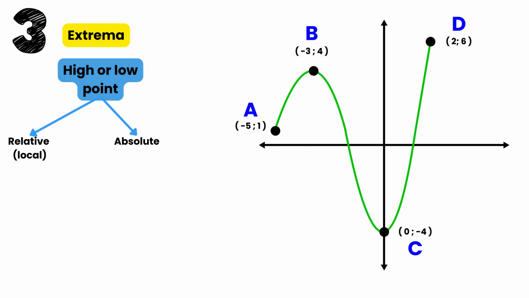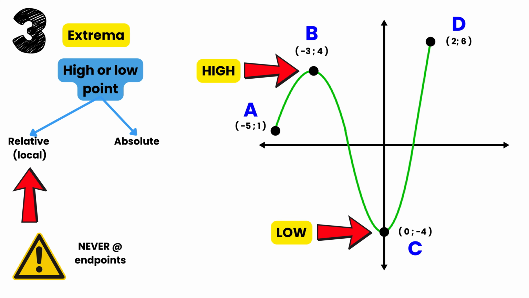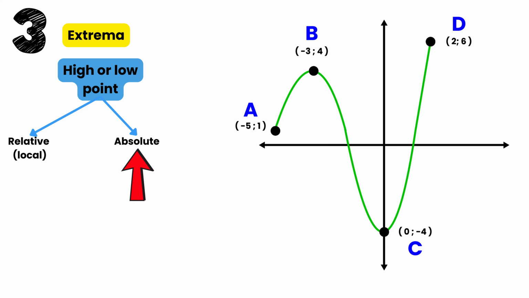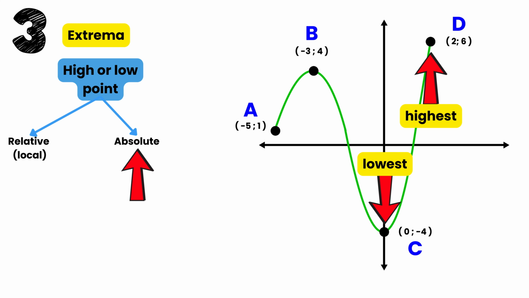A relative extremum is any visible high or low point on the graph when you zoom in near that point. An absolute extremum is the single highest or the single lowest point on the entire portion of the function you are considering. The graph never goes higher than that highest point or lower than that lowest point.